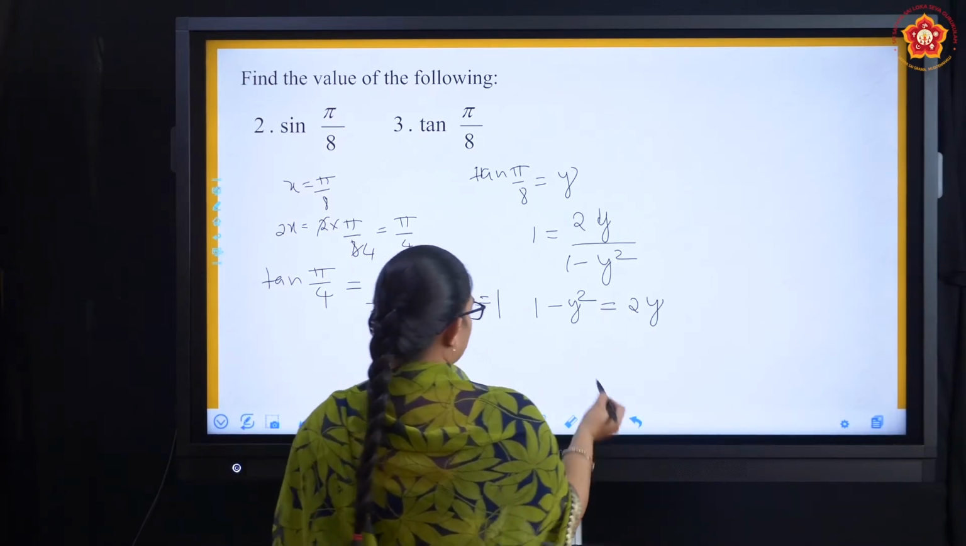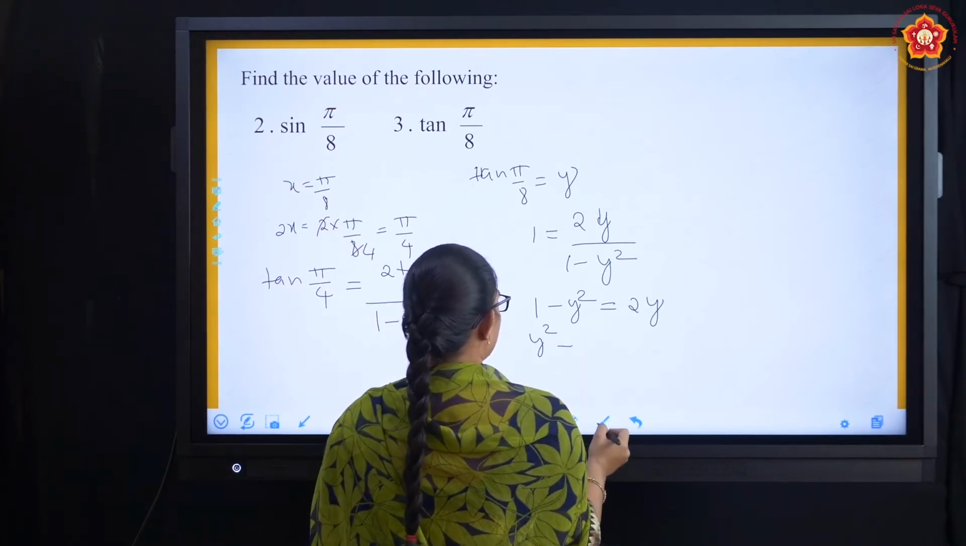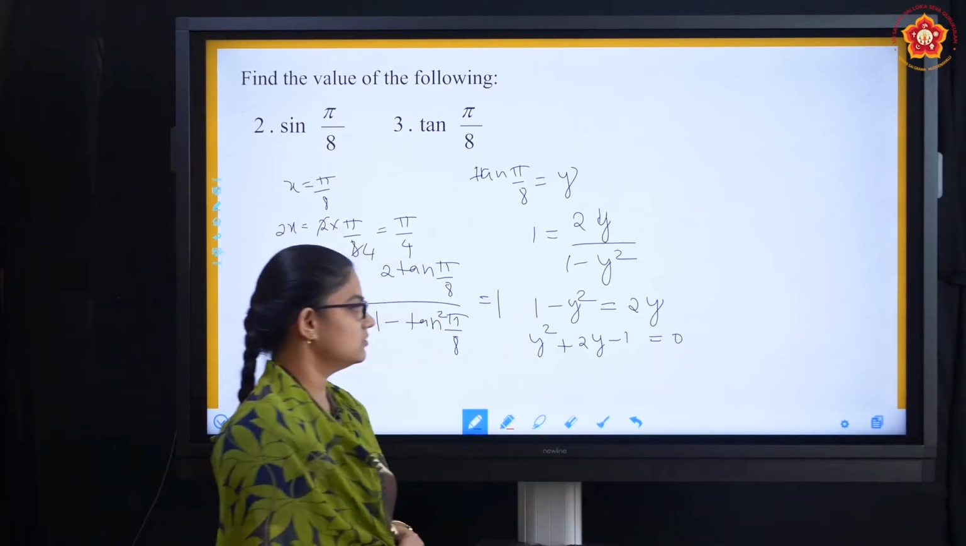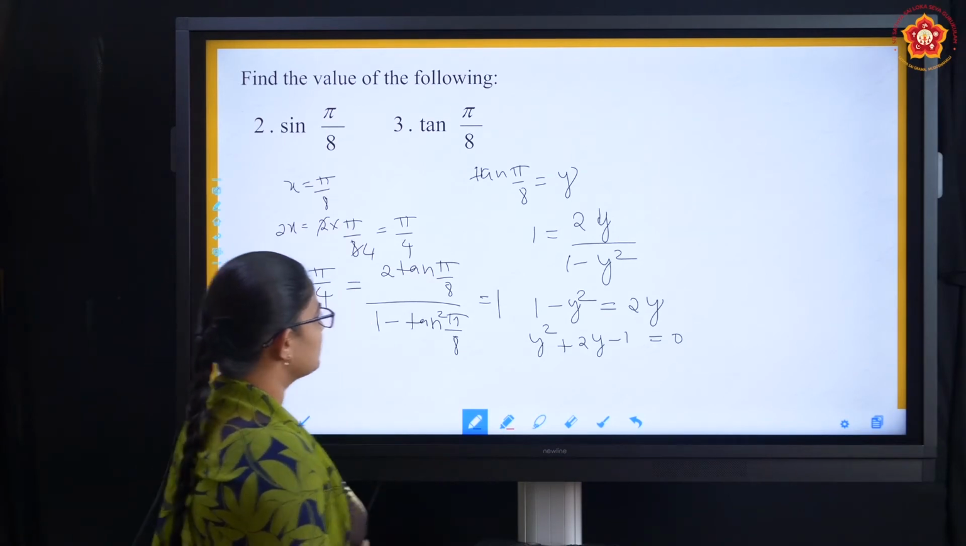or I can write this as y square plus 2y minus 1 is equal to 0. So it's a quadratic equation. So let us find out what is y, that is by solving.